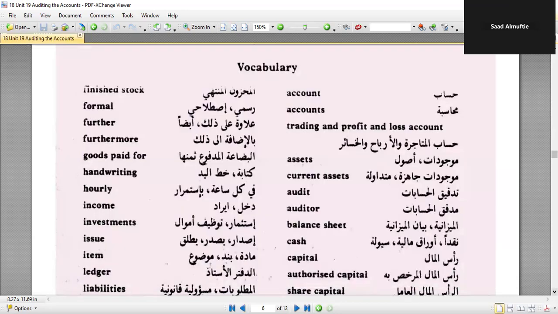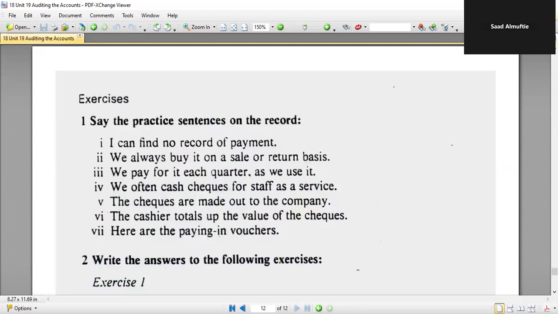Say these sentences. I can find no record of payment. We always buy it on a sale or return basis. We pay for it each quarter as we use it. We often cash checks for staff as a service. The checks are made out to the company. The cashier totals up the value of the checks. Here are the paying in vouchers.